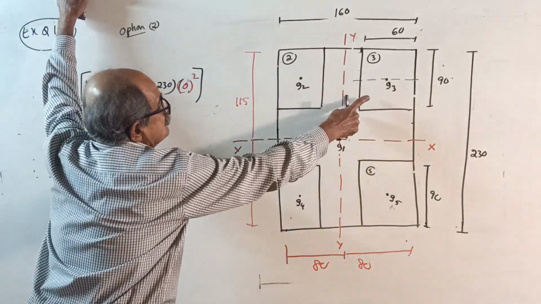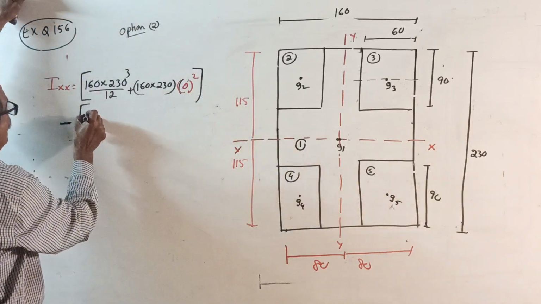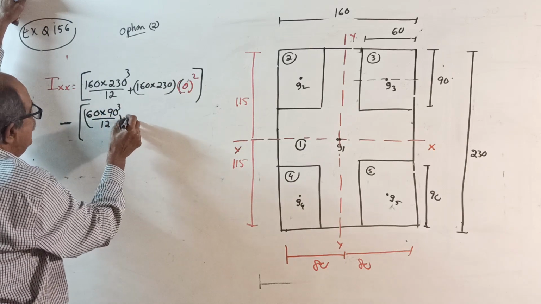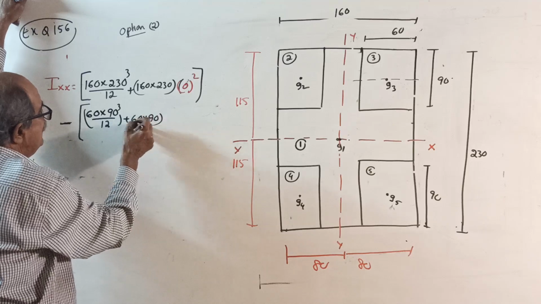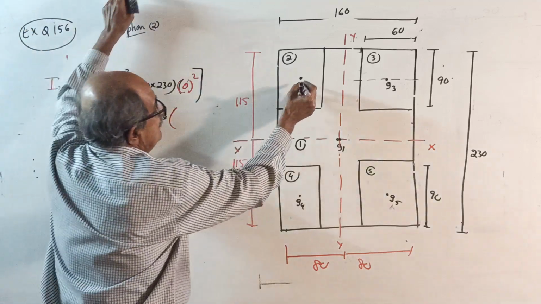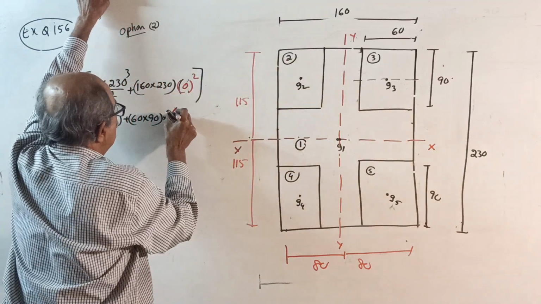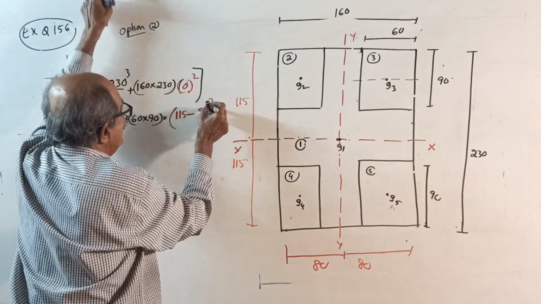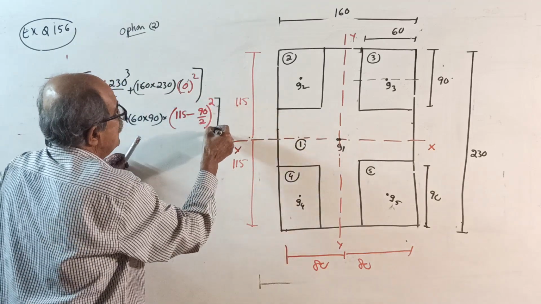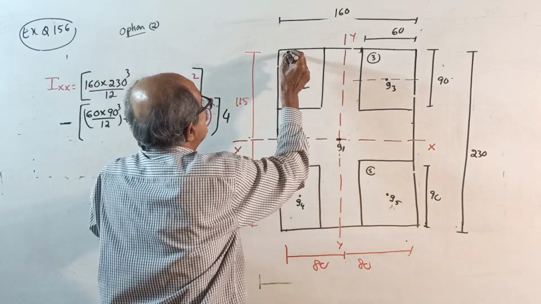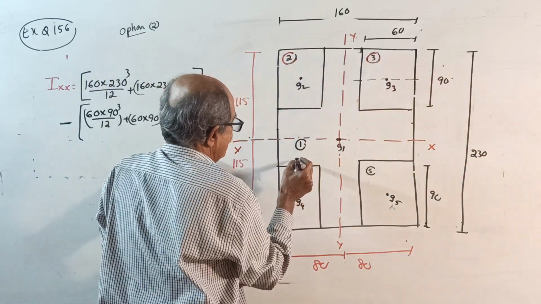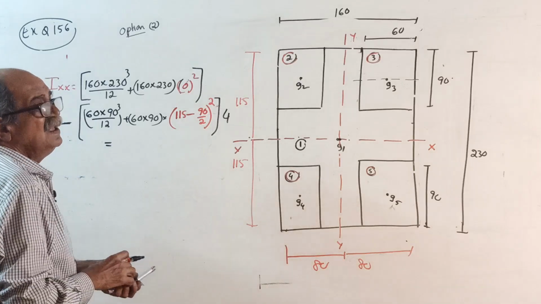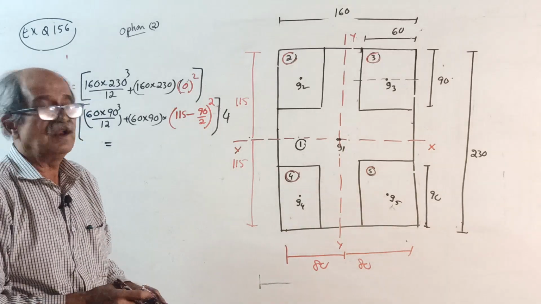From the full rectangle, subtract 60 into 90 cube by 12, which is Ig, plus area, 60 into 90, into this distance square, which is 115 minus 90 by 2, whole square. These 4 rectangles are empty, so multiply by 4. Remember, 2 is cut out, 3 is cut out, 4 is cut out, 5 is cut out. Get the answer. It will be the same as what you got a little earlier.